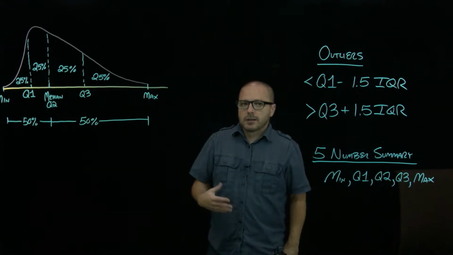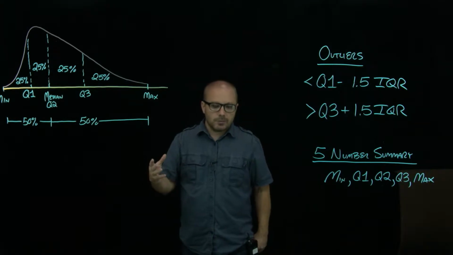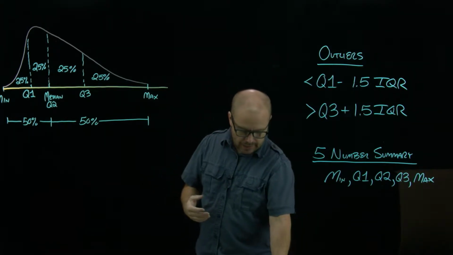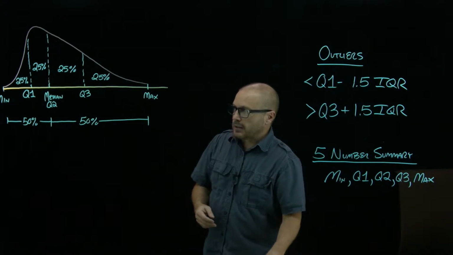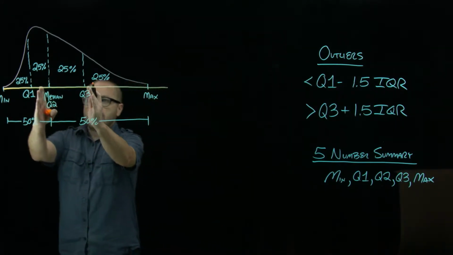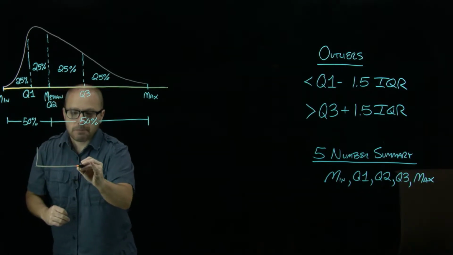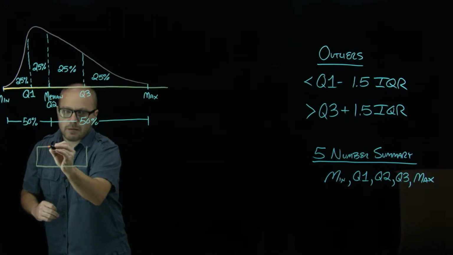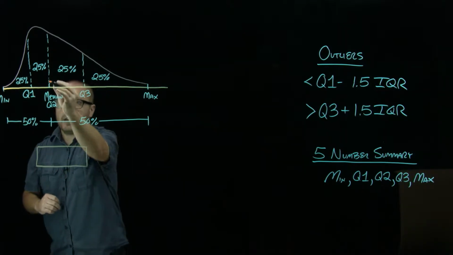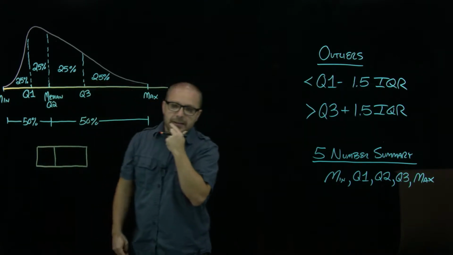So I mentioned we can take this 5-number summary information and make a nice graph out of it called a box plot. And we'll look at some examples of that now. But in general, what a box plot looks like is this key interquartile space makes the box. And then there's a line in that box for the median.